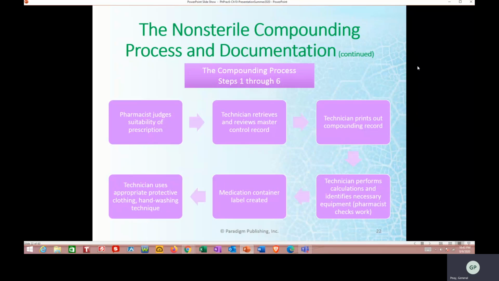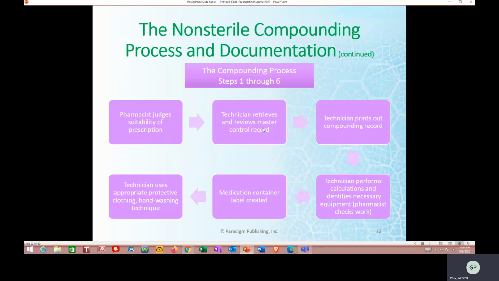And here are the 6 steps that they have for the compounding process. Again, I'll send you some YouTube videos. Compounding is actually fairly simple. These are the steps that you go through. It starts here. So the pharmacist judges suitability of the prescription.